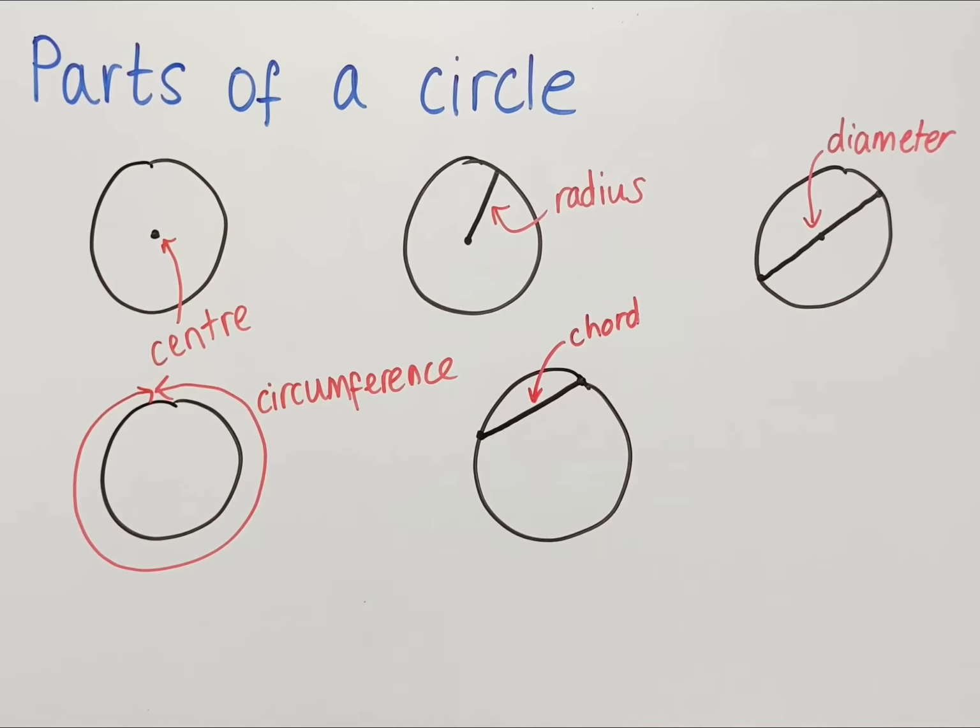We didn't have to have the 2 points there. We could have had any 2 points on the circle, provided that we join them with a straight line, then that line is called a chord.